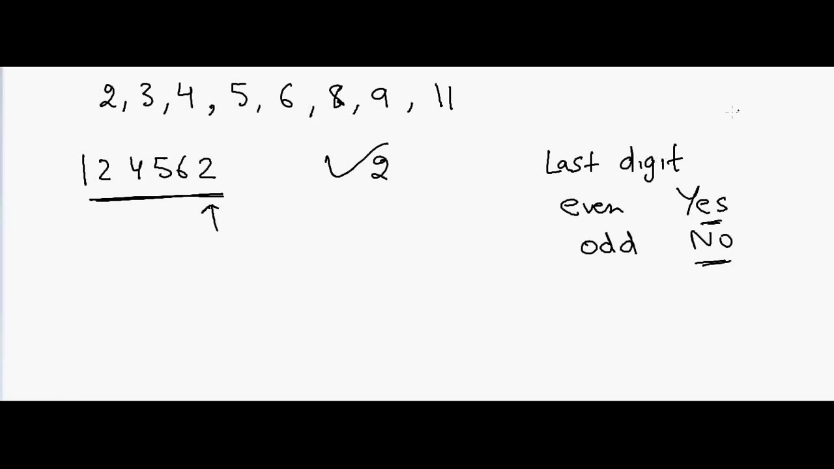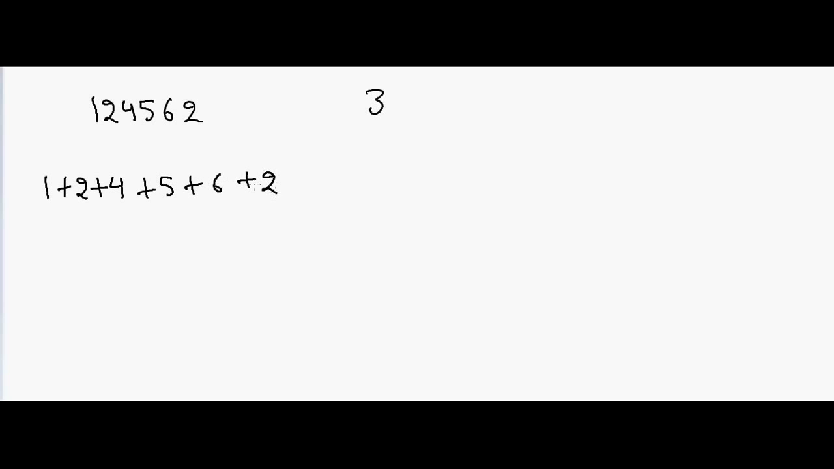Now let's talk about divisibility by 3. If I have 124562 again, and I'm looking at whether it's divisible by 3 or not, in that case I'll add all these digits together. So I'll say 1 plus 2 plus 4 plus 5 plus 6 plus 2. That will give me 3, plus 4 is 7, 7 plus 5 is 12, 12 plus 6 is 18, plus 2 is 20.